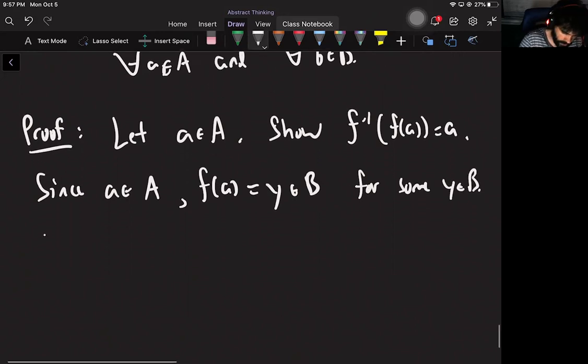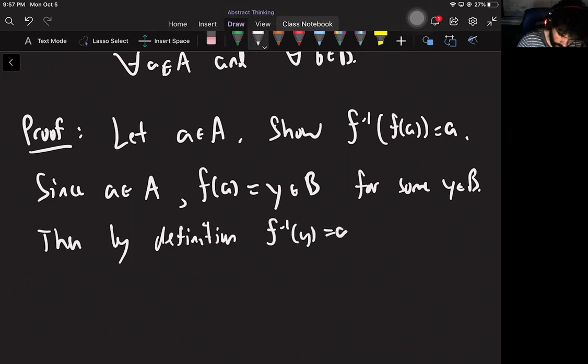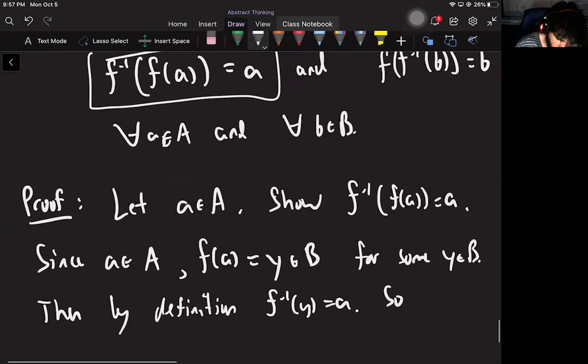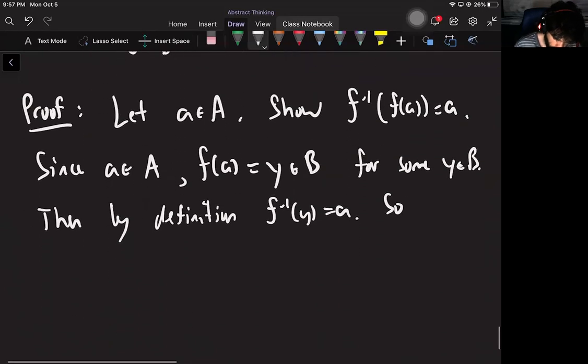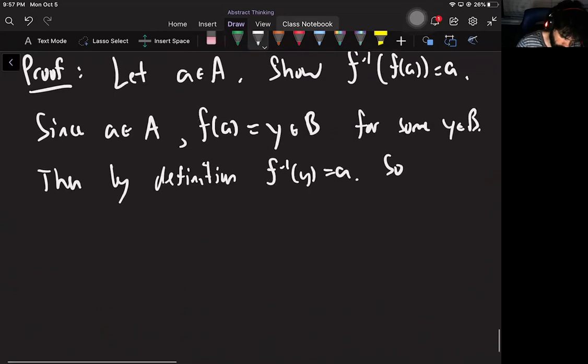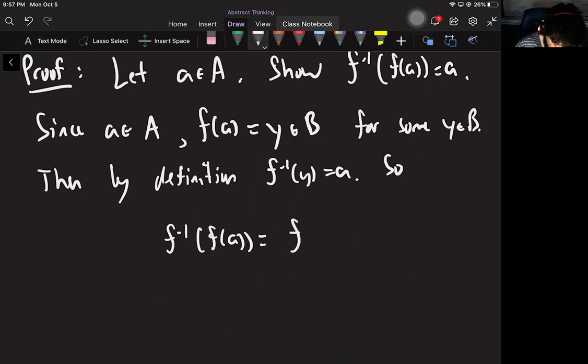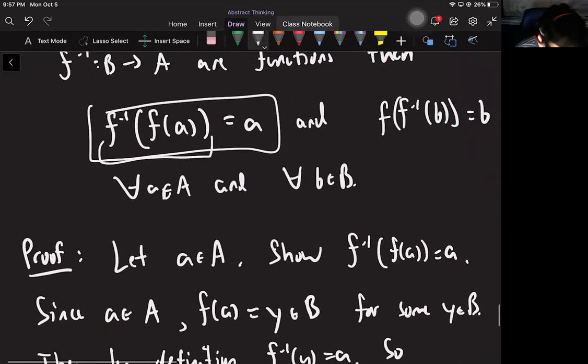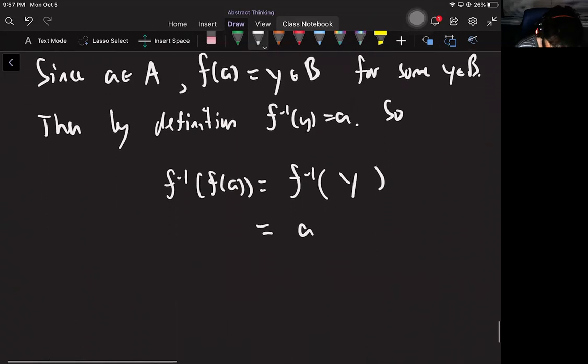Then, just by the definition of the inverse, the inverse function will send that y back to a. That's just the definition of what the inverse does. So now I have both things, and I can figure out the left side. What is f inverse of f of a? Well, f of a is just y, and then f inverse of y takes me back to a. So we've proven the first part. I'll leave it to you to do the second part.